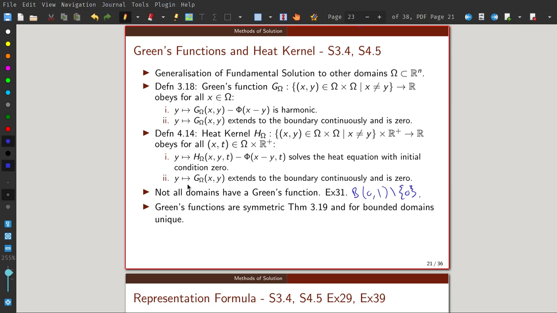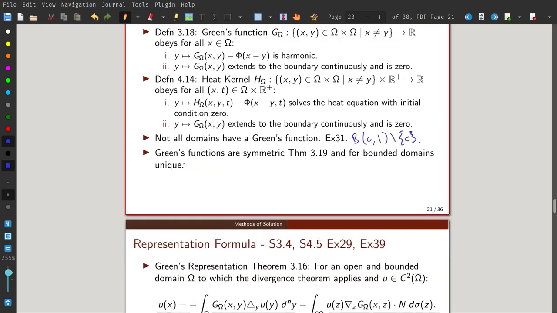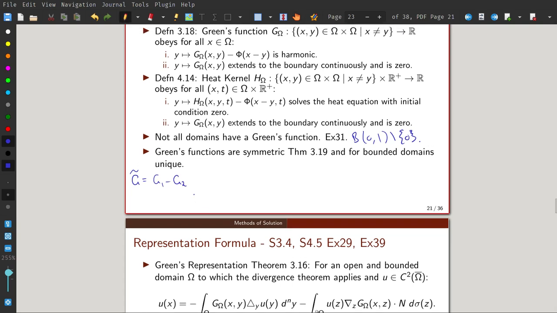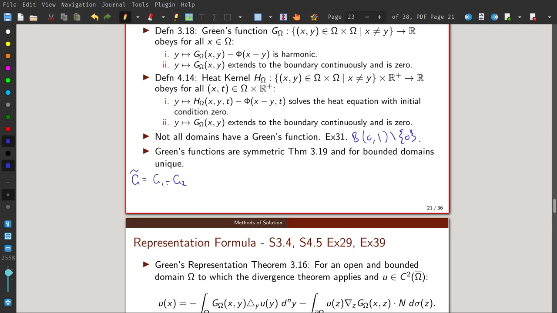And for bounded domains, Green's functions are actually unique. So let's see why that is. So again, whenever we want to prove something is unique, what we should do is we should look at, I don't know, let's call it G tilde, which is, suppose that there were two different Green's functions for the same domain. Then we would look at the difference of them, as is typical.